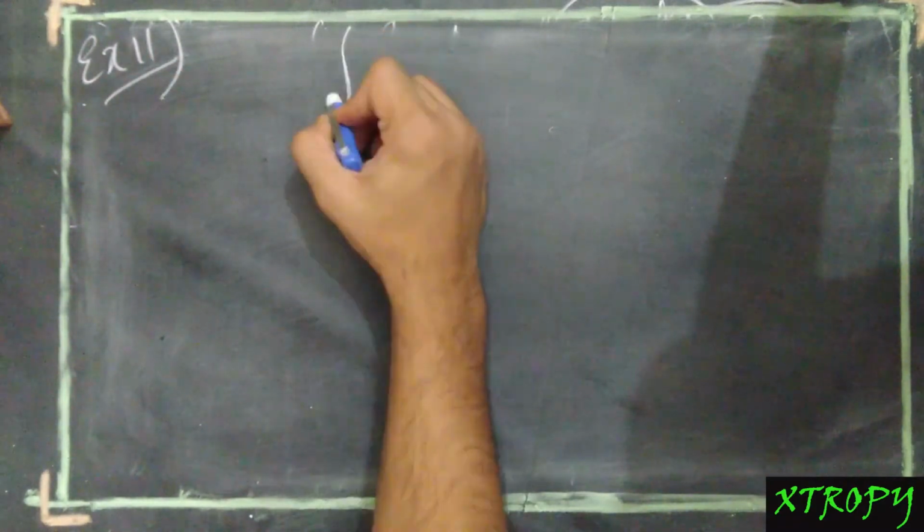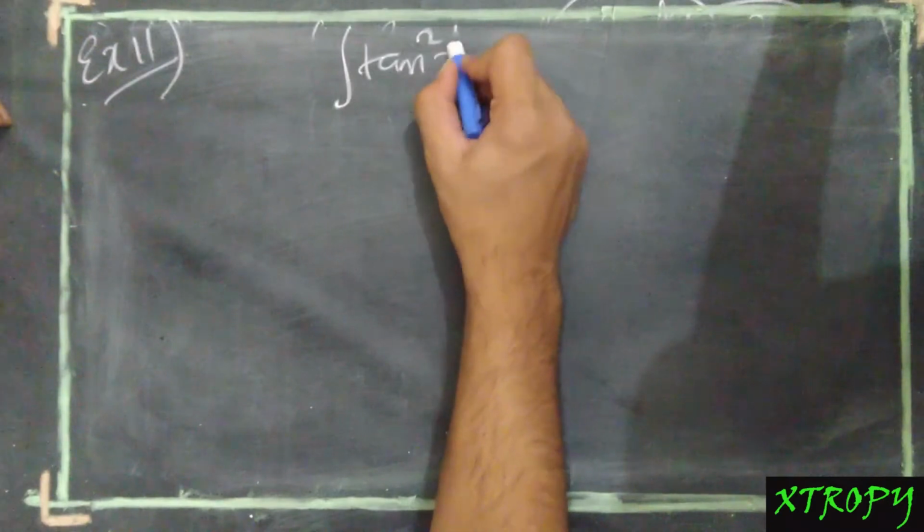It's time for question number 11. So the question is evaluate tan square x dx.